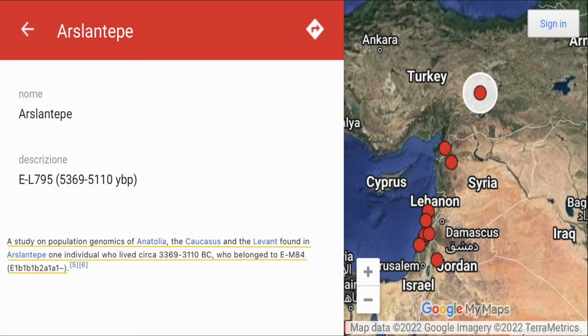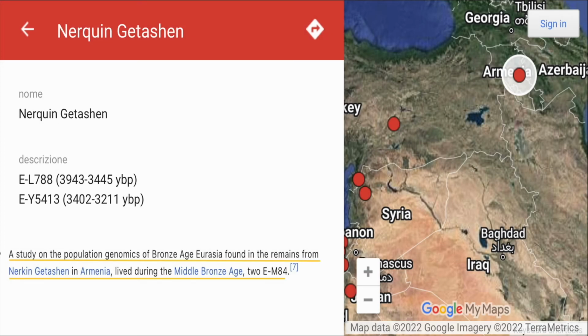A study on population genomics of Anatolia, the Caucasus, and the Levant, found in Aristalep, one individual who lived circa 3369 through 3110 BC, who belonged to E-M84. A study on the population genomics of Bronze Age Eurasia found in the remains from Nurken-Kitashan in Armenia lived during the Middle Bronze Age to E-M84.